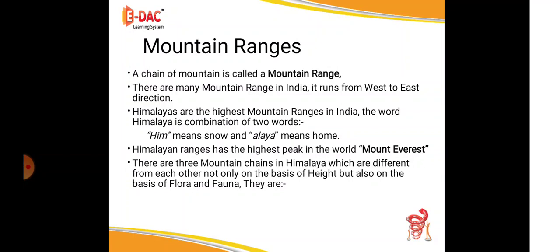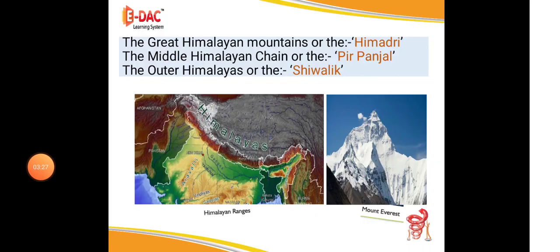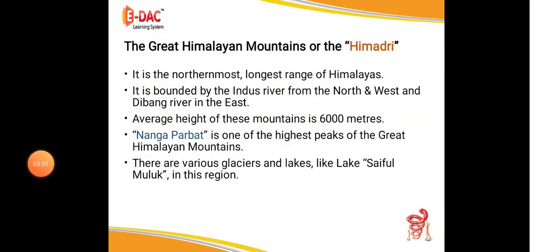There are three mountain chains in the Himalayas which are different from each other, not only on the basis of height but also on the basis of flora and fauna. They are the Great Himalayan Mountains or the Himadri. It is the northernmost and longest range of the Himalayas.